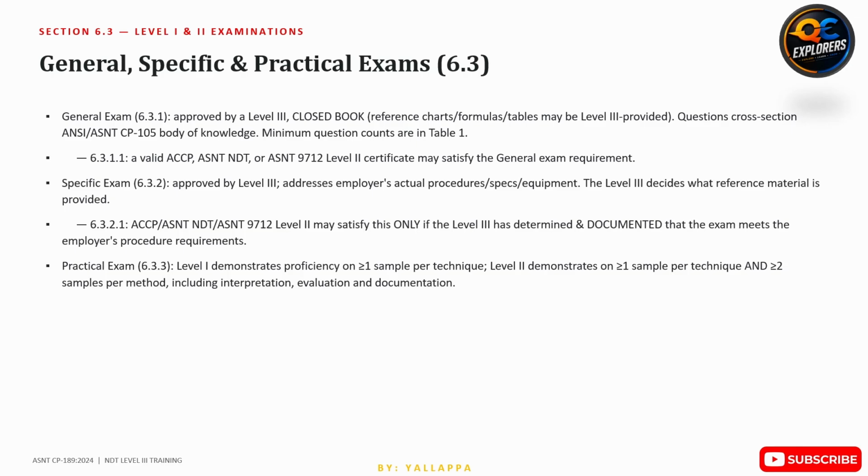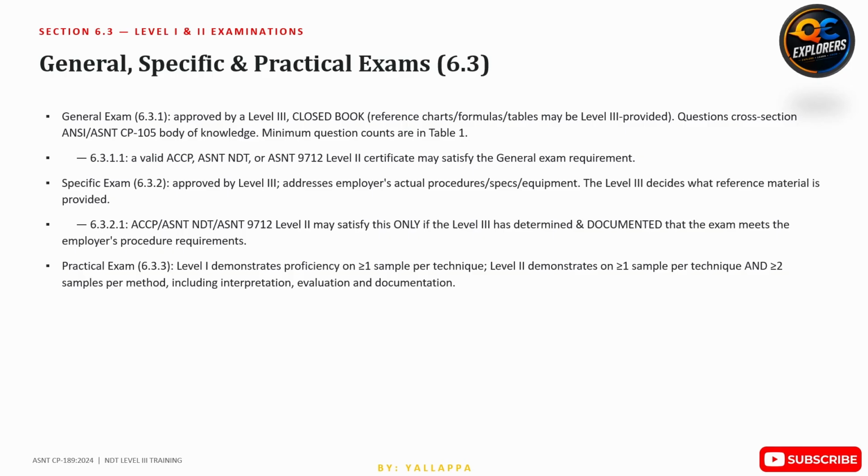Now that we've covered the examination requirements for Level 3 personnel, let's shift our attention to the examination process for Level 1 and Level 2 candidates. Section 6.3 explains the 3 examinations that form the foundation of employer certification under CP-189. One of the most important concepts to remember is that certification is not based on a single examination. Instead, every candidate is evaluated through 3 different assessments, each designed to measure a different aspect of professional competency.